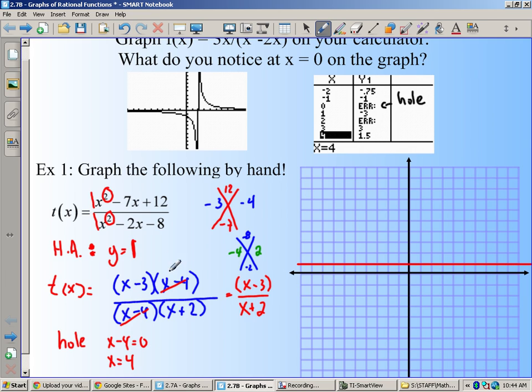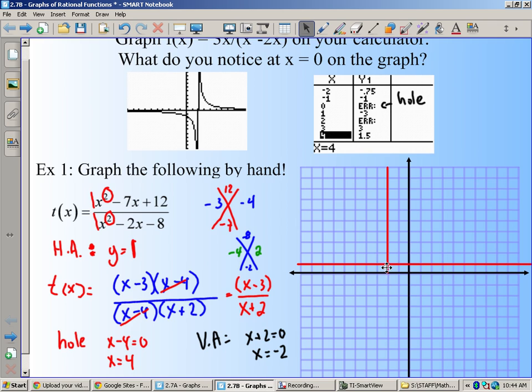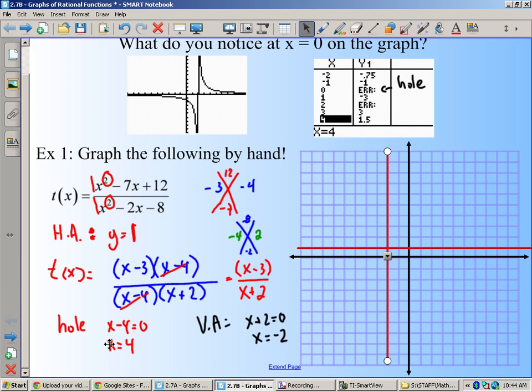Also in this case, to find the vertical asymptote, I'm not going to set the original bottom equal to 0. I'm going to set x plus 2 equal to 0, and that will give me x equals -2 for a vertical asymptote. So at -2, I'm going to get a line that looks like this. And there's my vertical asymptote. So I've got a vertical asymptote, I've got my horizontal asymptote, I know there's going to be a hole at 4, and so now it's just a matter of figuring out what's going on for the rest of the graph.